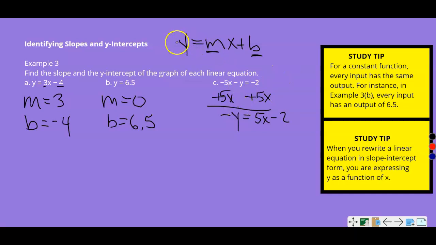Now, slope-intercept form is y equals, not negative y equals. So now we have to divide the whole equation by negative 1. So on the left side, it's going to be y. Now on the right side, it's going to change my signs for both my slope and my y-intercept. Okay, so 5x divided by negative 1 is negative 5x. Negative 2 divided by negative 1 is plus 2. So now that I have it in slope-intercept form, very quickly I can see my slope is negative 5. My y-intercept is 2.